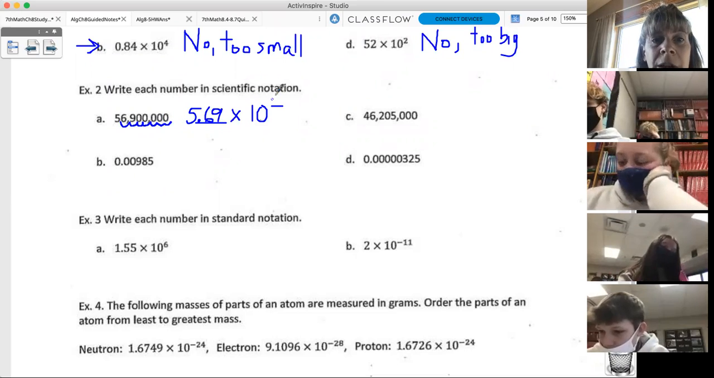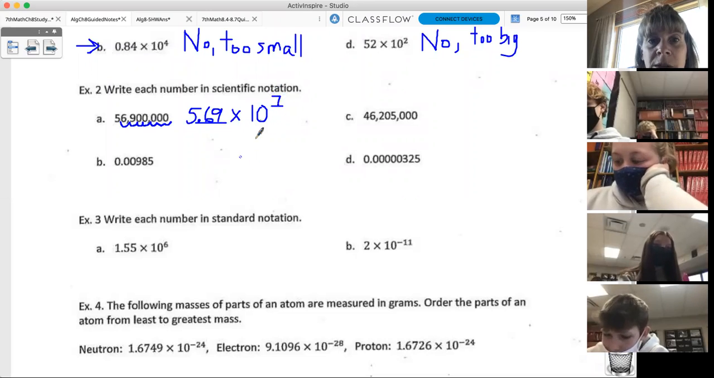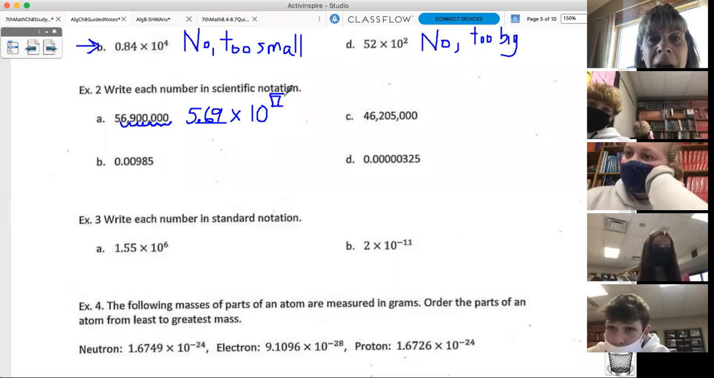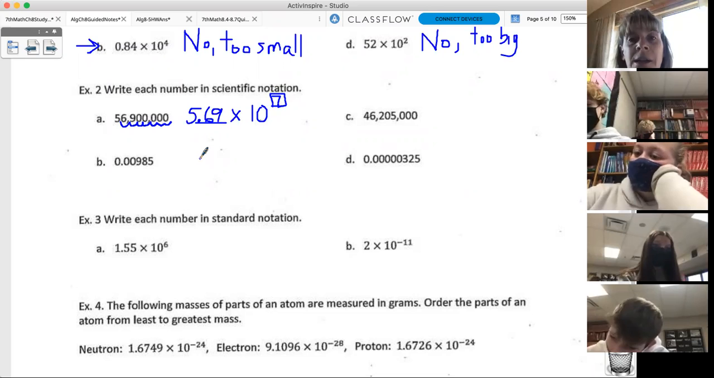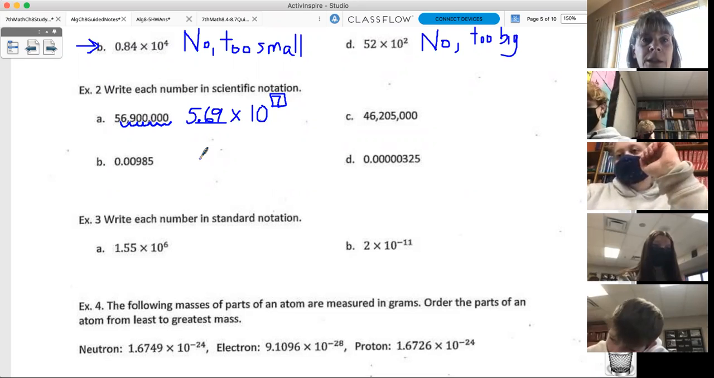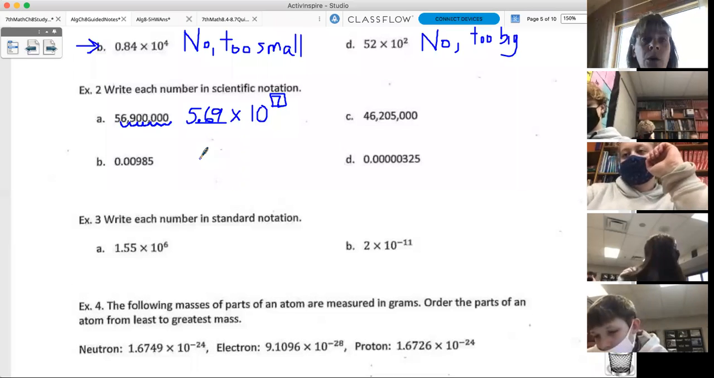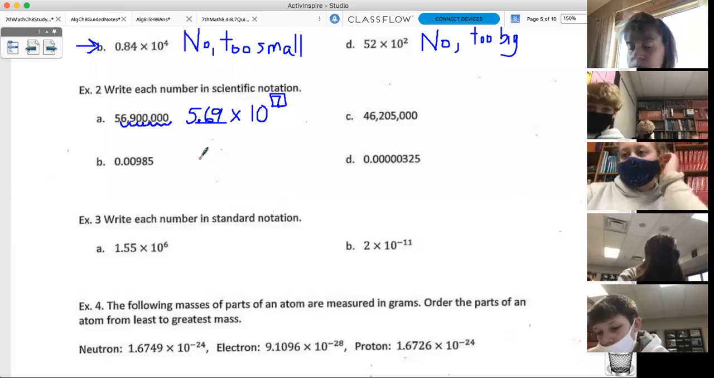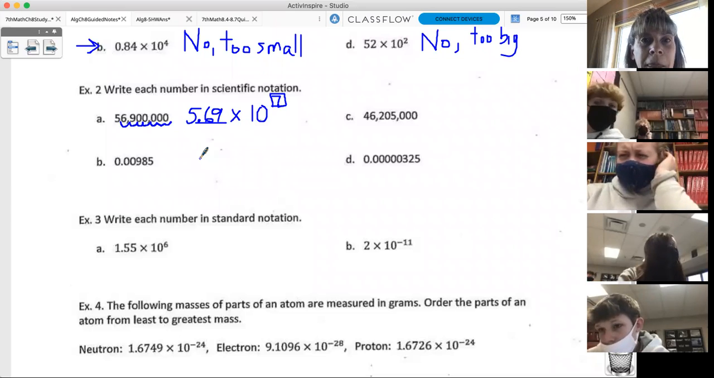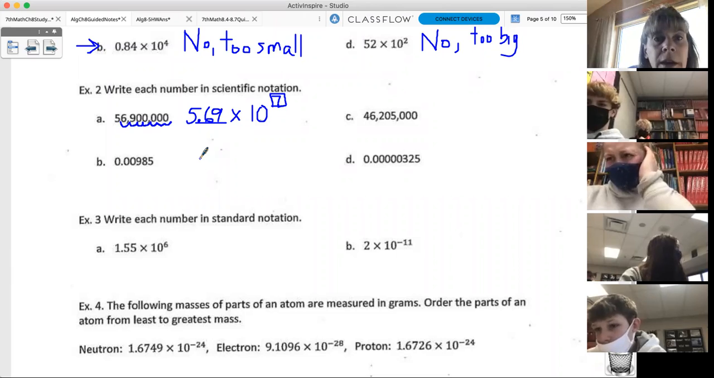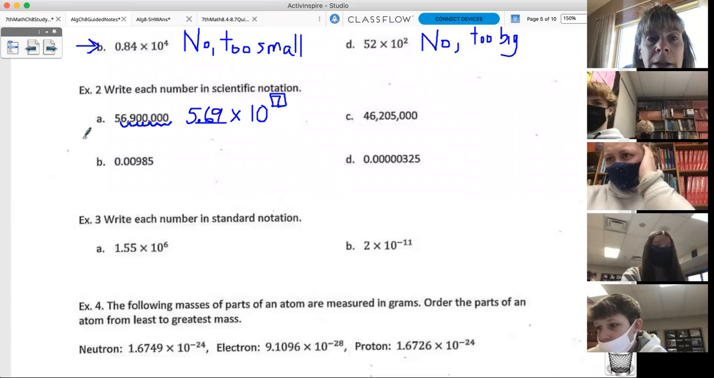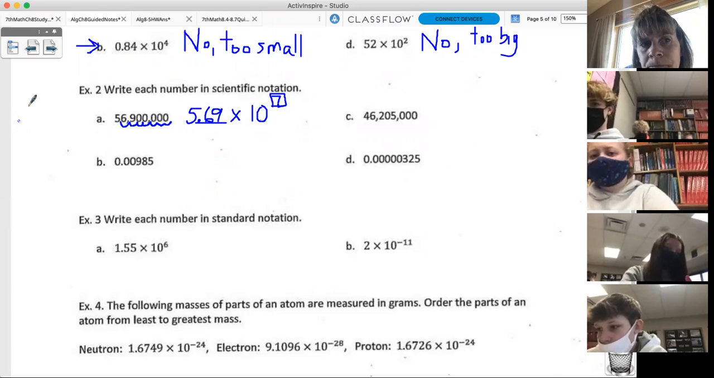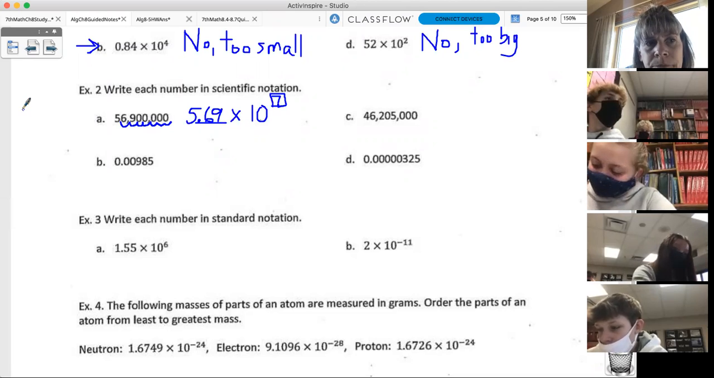7. Okay, now you guys, here's the hardest part of this. How do we determine if it's a +7 or a -7? Can anybody tell me something that you could use to determine whether it's a positive or a negative? If the original number is a decimal. Okay, that would seem like it, but let me tell you this. This is how I always do it.